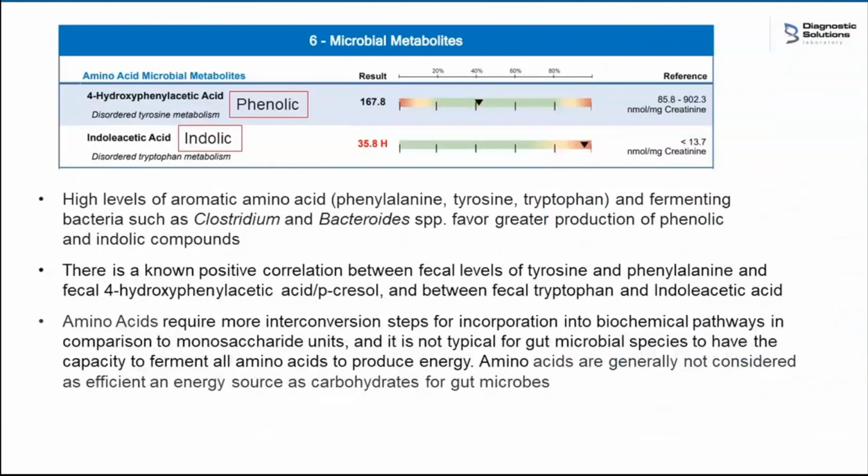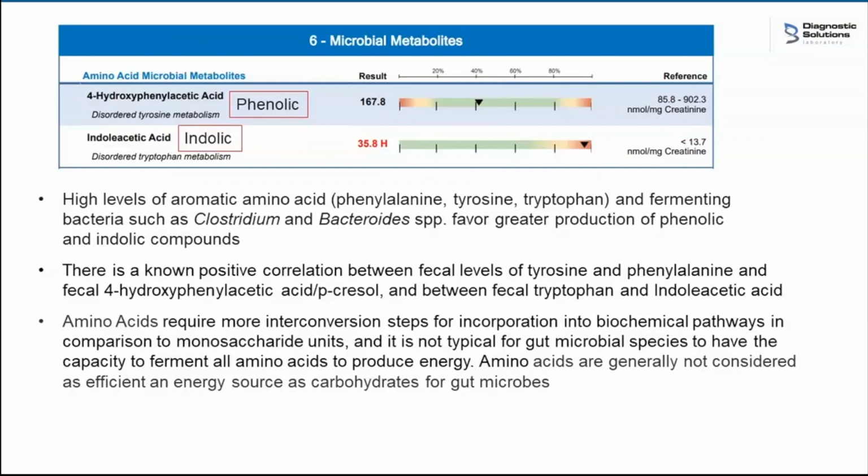If we go here, we're going to look at microbial metabolites like amino acid metabolites. High levels of aromatic amino acids, that's phenylalanine, tyrosine, and tryptophan, favor fermenting bacteria, the bacteria that like to ferment protein. Two big ones are Clostridium and Bacteroides. They favor greater production of phenolic and indolic compounds from these amino acids. There's a known positive correlation between fecal levels of tyrosine and phenylalanine and 4-hydroxyphenylacetic acid and p-cresol, and between fecal tryptophan and indole acetic acid. So we know that they are making those.